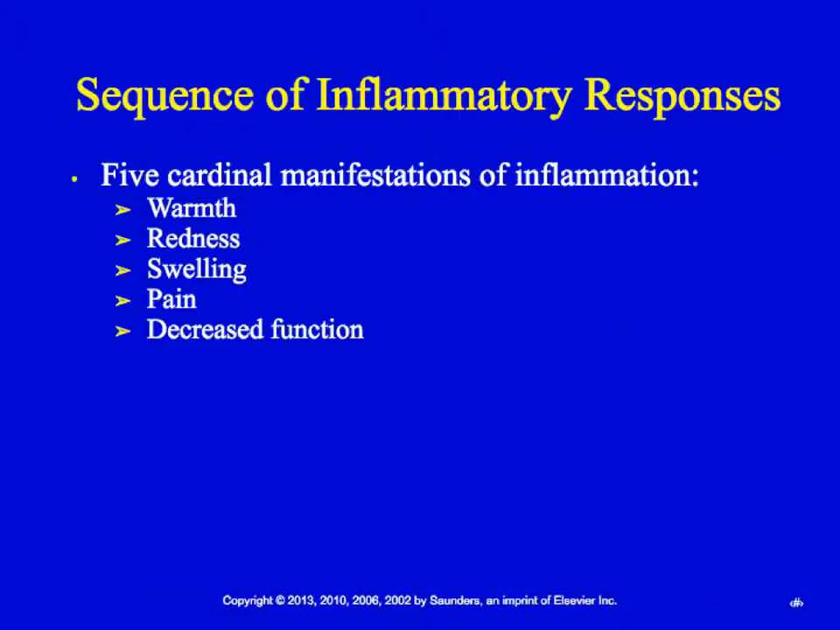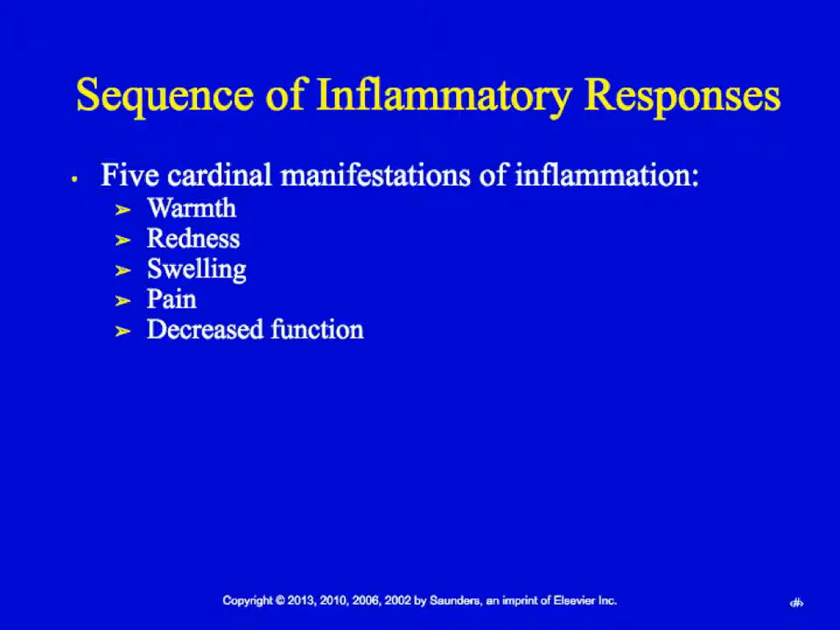This is a review of the 5 cardinal manifestations of inflammation: warmth, redness, swelling, pain, decreased function. All of our bodies, if our immune system is working well, innately respond to an invasion with these 5 cardinal manifestations. To a certain degree, they're beneficial to us, because the warmth, the redness, the swelling, it's all about protecting us. So to a certain degree, this is something we want to happen, because if it didn't happen, we'd be more susceptible to infection and bacteria and such.